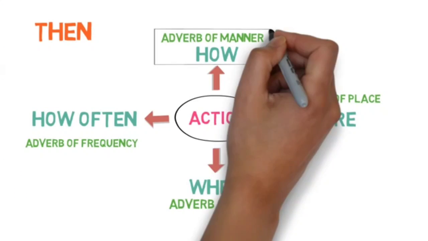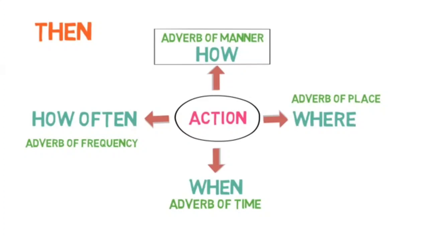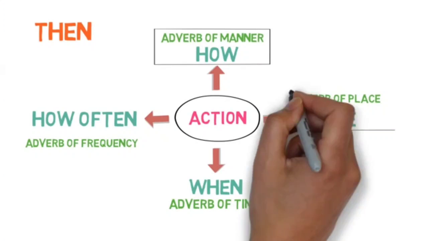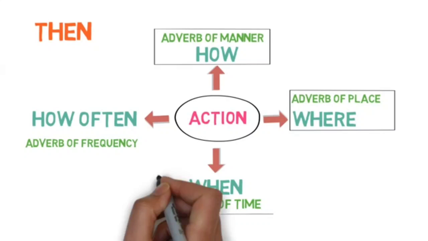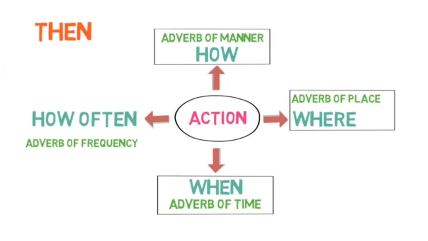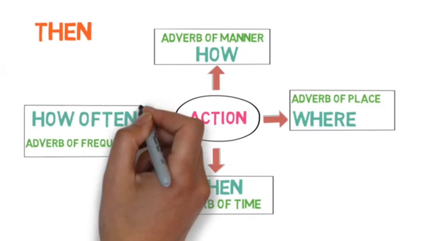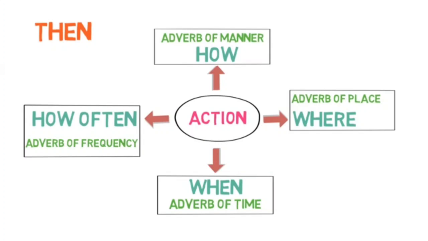Adverb of manner, which describes how an action happened. Adverb of place, which describes where an action happened. Adverb of time, which describes when an action happened. And adverb of frequency, that describes how often the action took place. Remember these four types of adverbs.